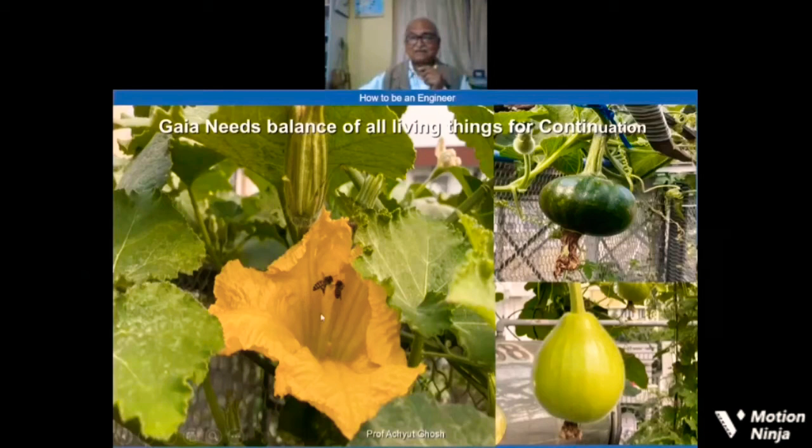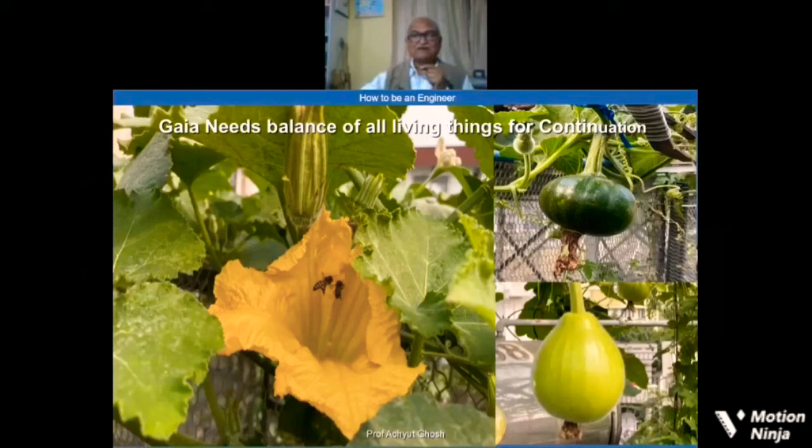This is from my rooftop. So Gaia, the term is used very often. You will come across this term very often. So Gaia is the earth, the inner earth, the outer shell, the atmosphere. All this taken together, including the living beings, everything is Gaia. So Gaia needs balance of all living things for its continuation. The smallest bee, the ants, they are all necessary for our survival.